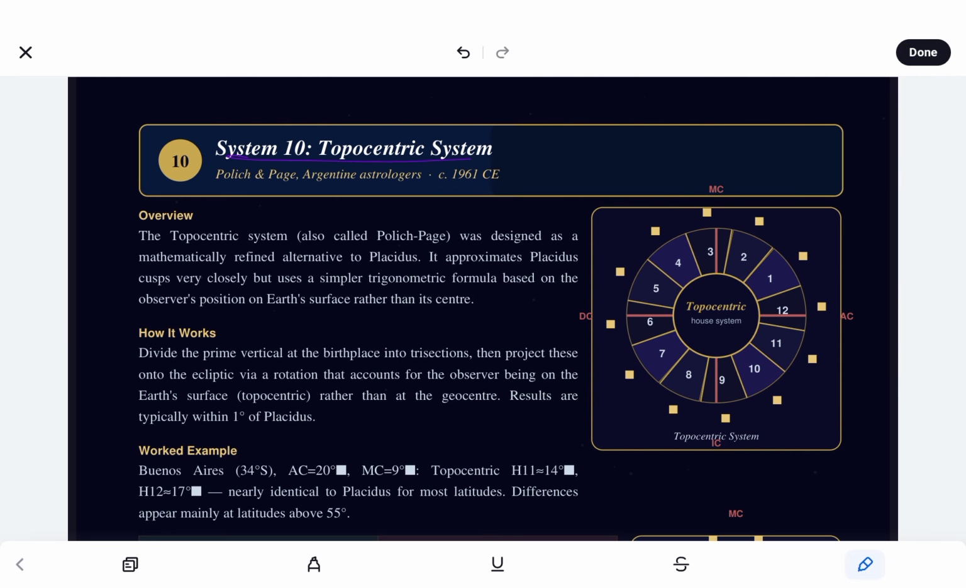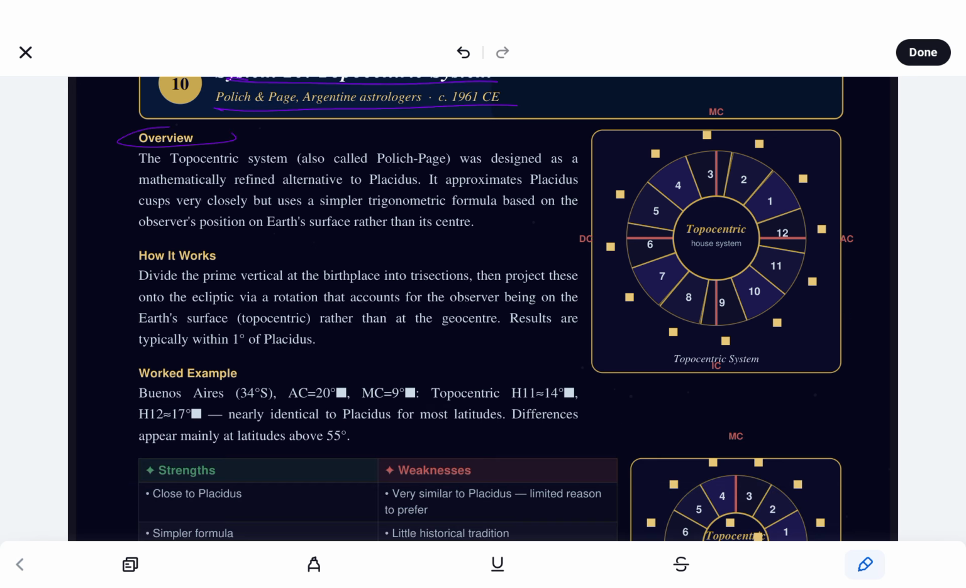Alright, on to the topocentric system, Argentine astrologers.